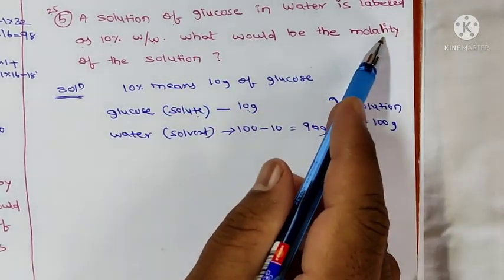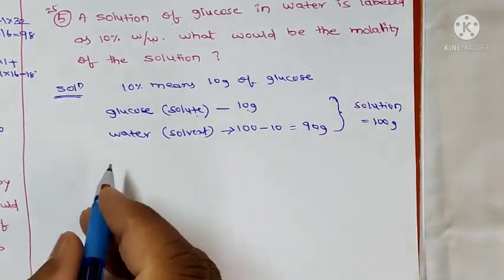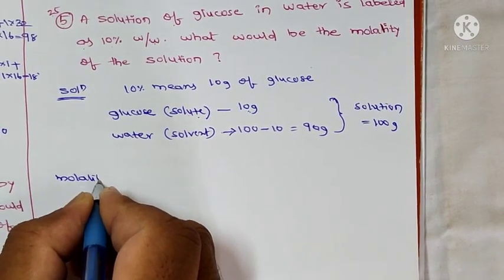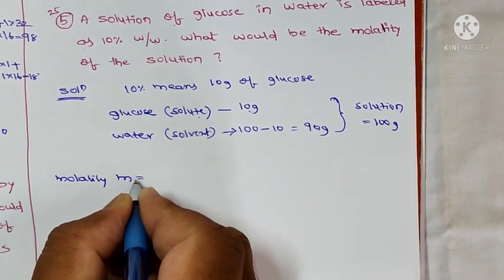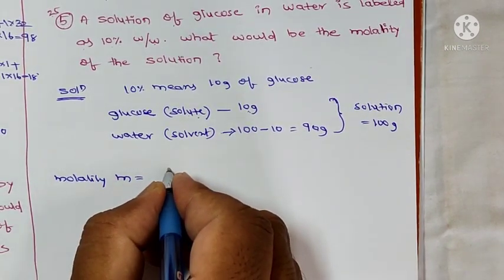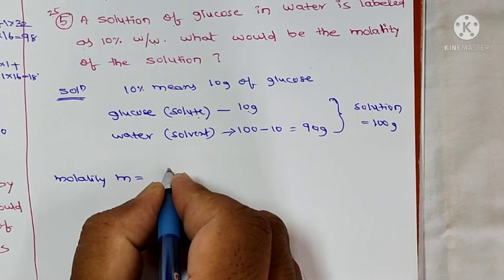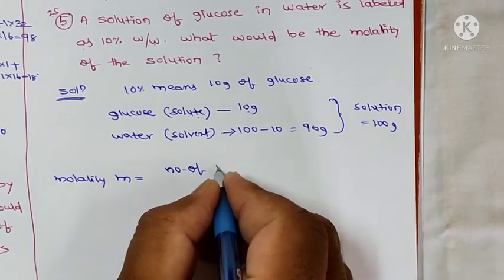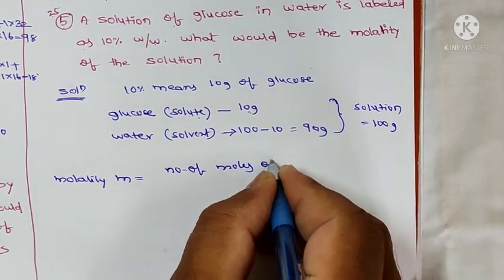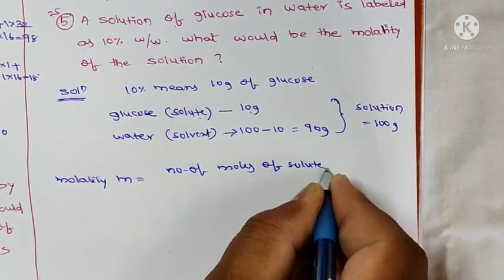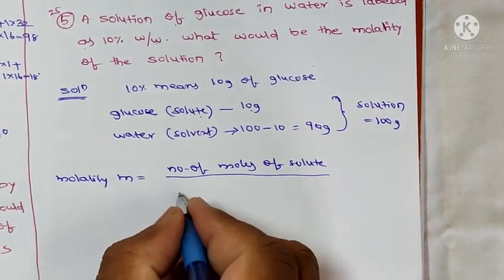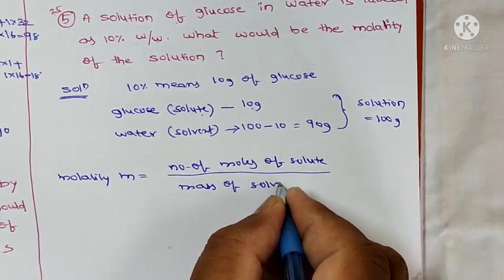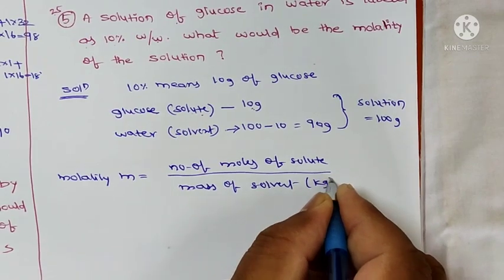So here we have to find out the molality of the solution. Molality, small m, is equal to number of moles of solute divided by mass of solvent in kg.